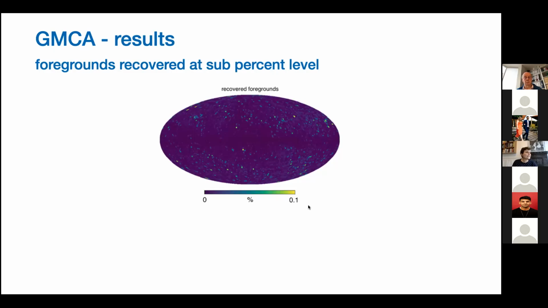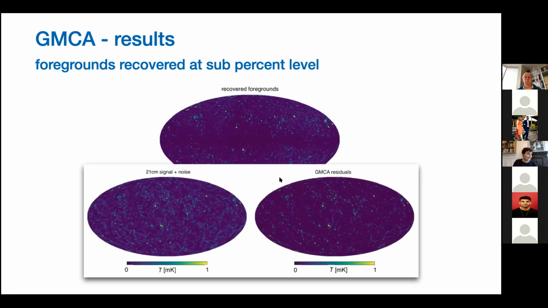And if I look at how well we recover foregrounds, it looks great, sub 1% level, and I can recover the full sky of all these galactic and extragalactic foregrounds. However, this stuff is really challenging. Indeed, if I look at the signal that is left after my GMCA reconstruction, the GMCA residuals, you see that I do recover the input 21 centimeter signal, although I do miss some structure, especially in regions where I don't have bright spots.